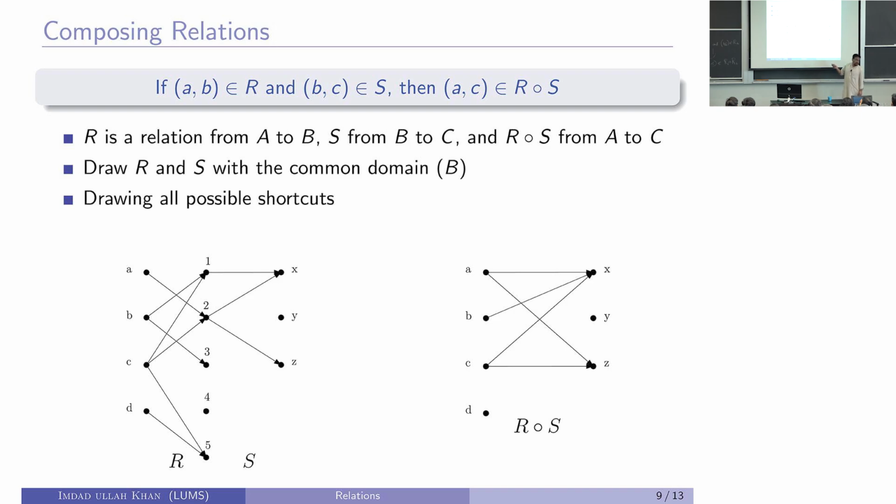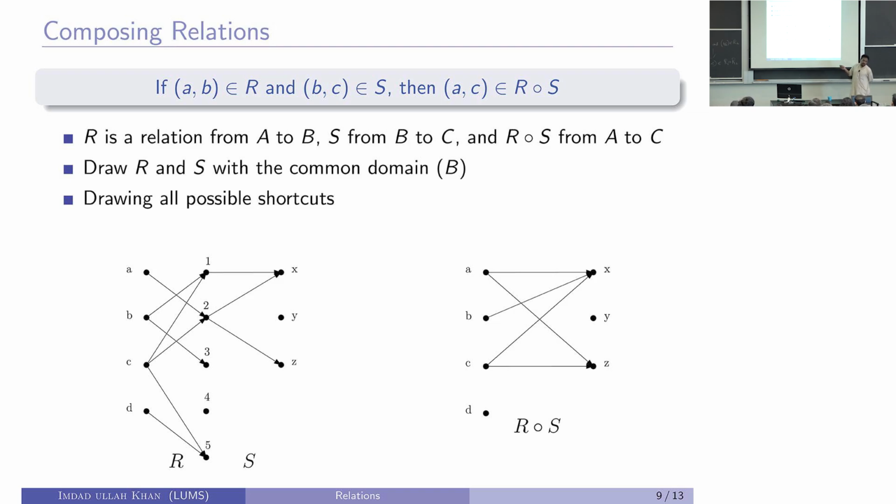B is related to 1 and 1 is related to X. So there should be a direct relation between B and X. Okay? B is related to 1 and 1 is not related to anything else. B is related to 3, 3 is not related to anything else, so I don't have to do anything.